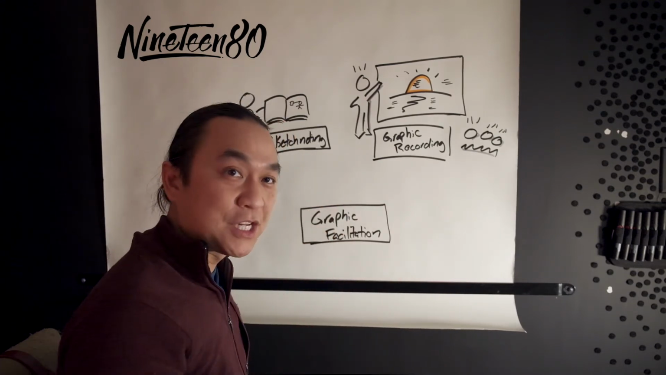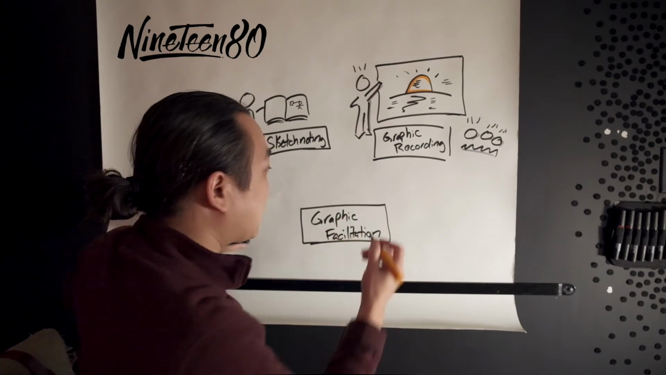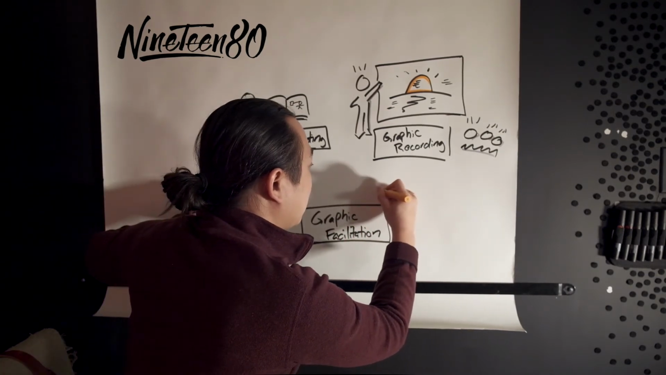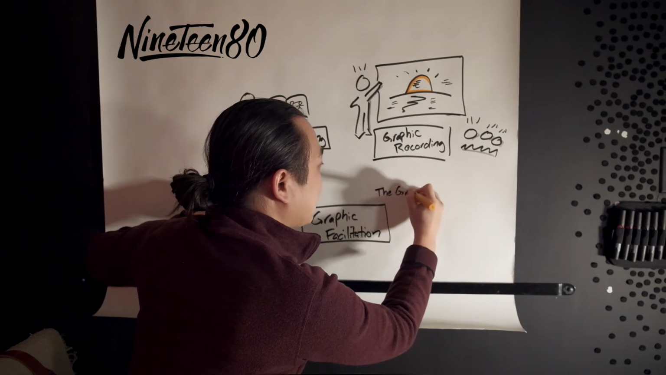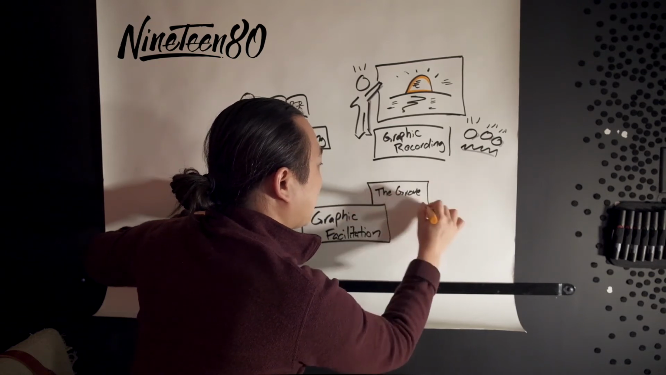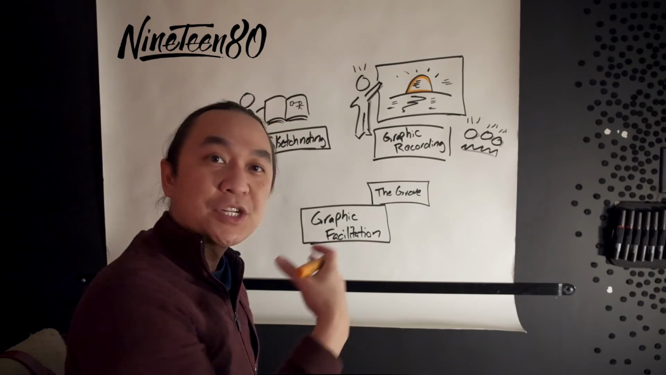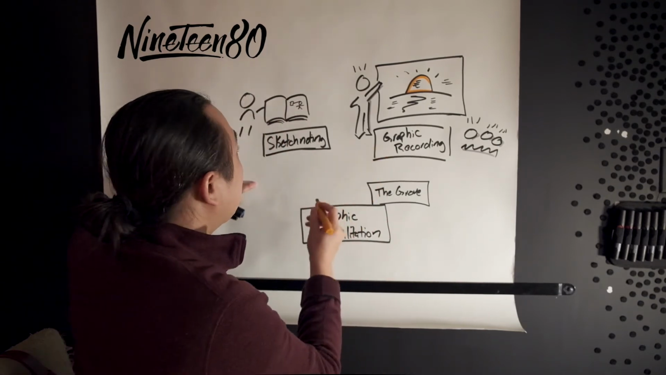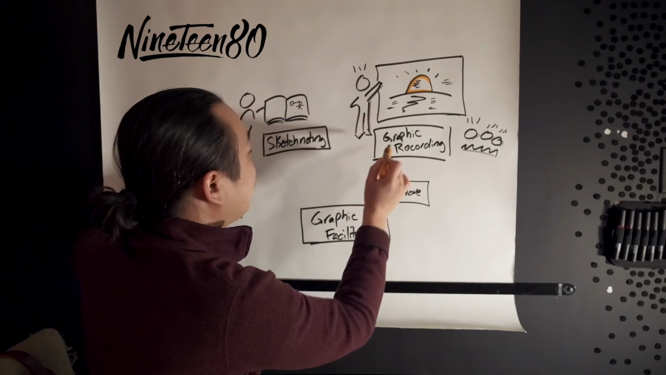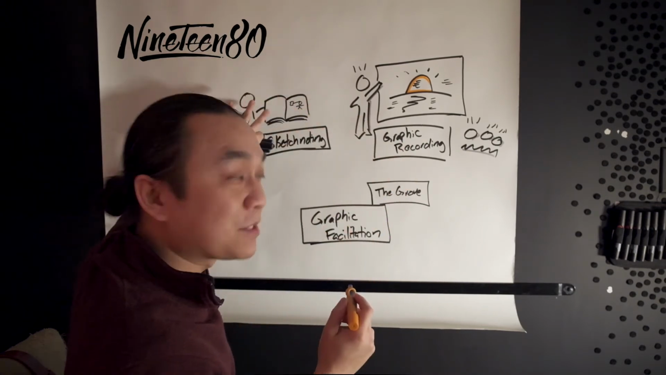Now, graphic facilitation. I learned this practice at a company called The Grove. I think they got rid of the name, but I learned it how they called it back in the day. It's this organization in San Francisco, and they teach classes. And graphic facilitation is a combination of graphic recording and elements of sketchnoting.